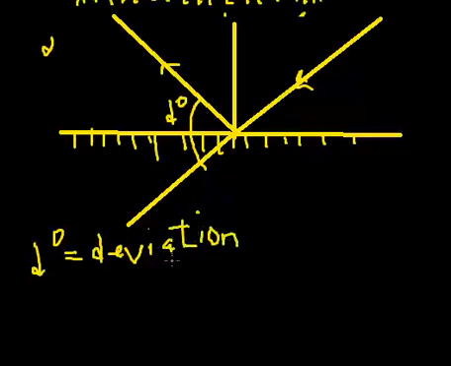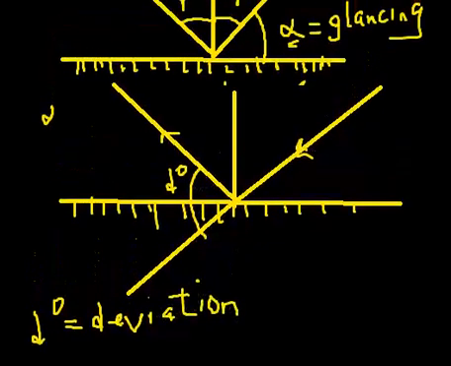Okay, so it's the angle between the initial and the final direction of the ray of light. The initial and the final direction of the ray of light. So I hope that is well understood. So how can I actually get the angle of deviation? It's just very simple.